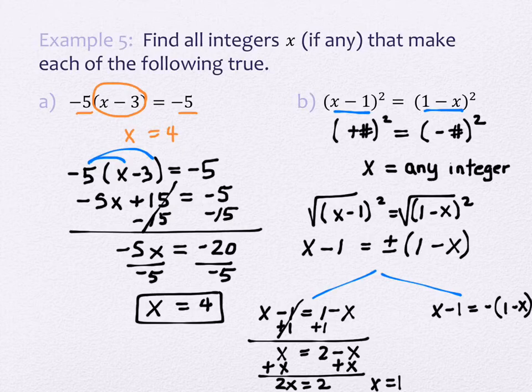I mean, just think about the numbers themselves. What's going to happen if I put the number 1 in? I get 0 on both sides, yeah. So 0 squared on both sides, yeah. Okay, so x equals 1, definitely a possibility.